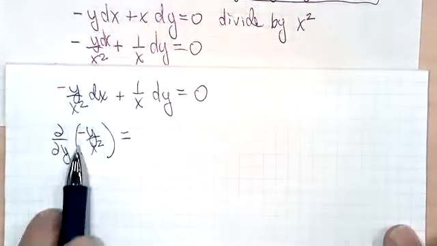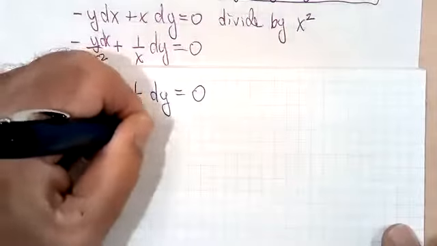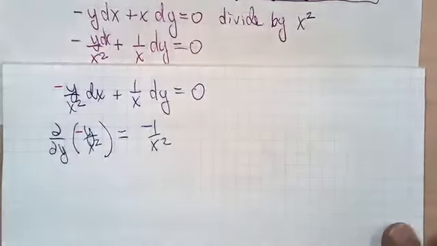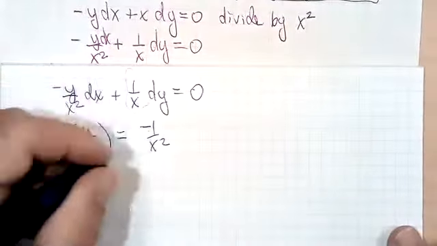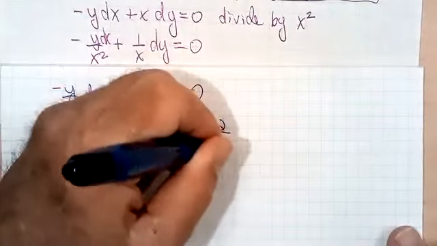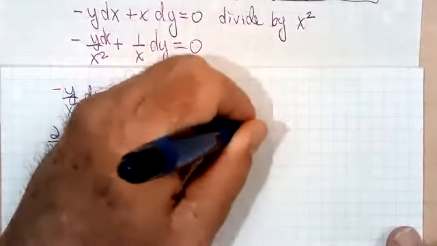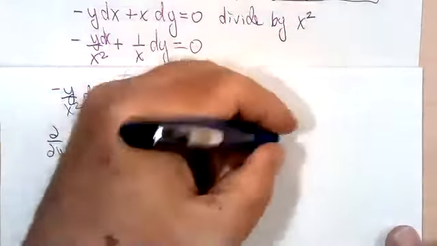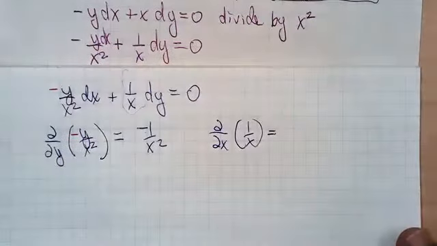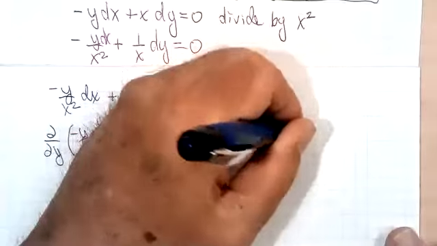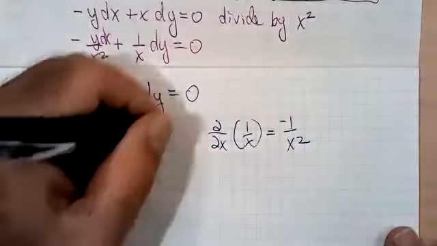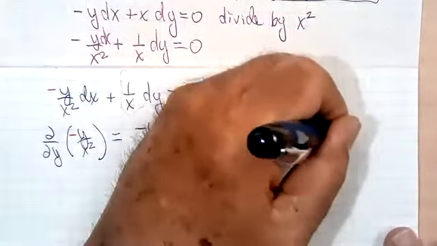So take the partial of this with respect to y, and you get minus 1 over x squared. And now I'm going to take the partial of this with respect to x. Well, this is x to the minus 1, and its derivative with respect to x is minus 1 x to the minus 2. Aha! Now it is exact.